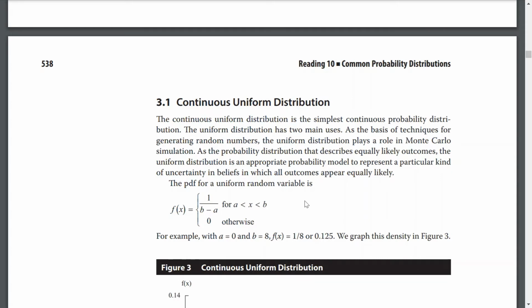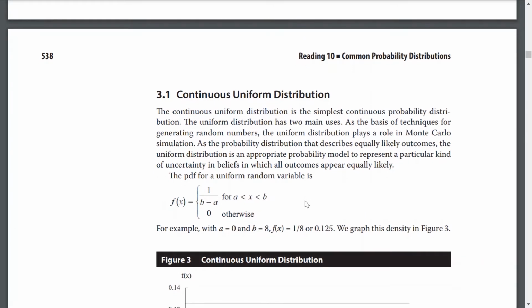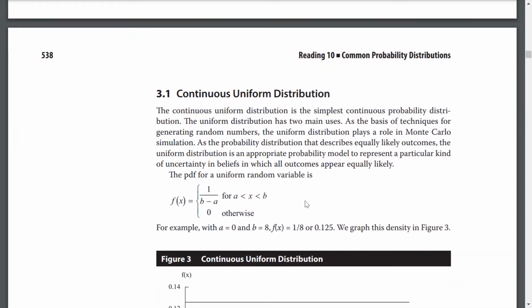The uniform distribution plays a role in Monte Carlo simulations as the probability distribution that describes equally likely outcomes. The uniform distribution is an appropriate probability model to represent a particular kind of uncertainty in beliefs in which all outcomes appear equally likely.